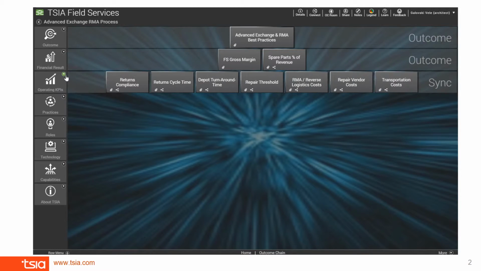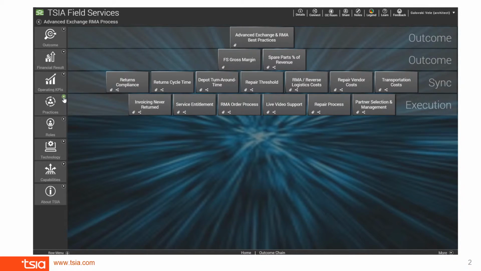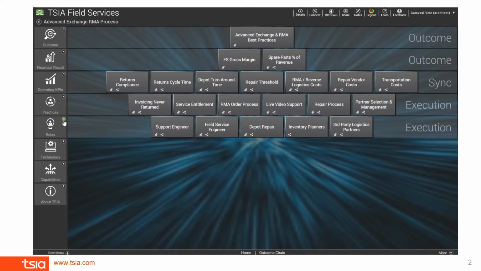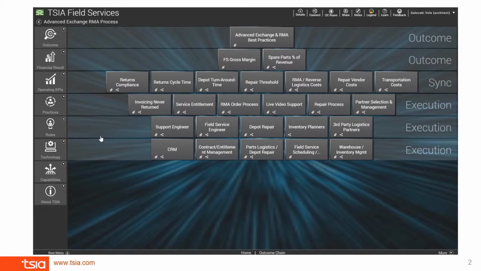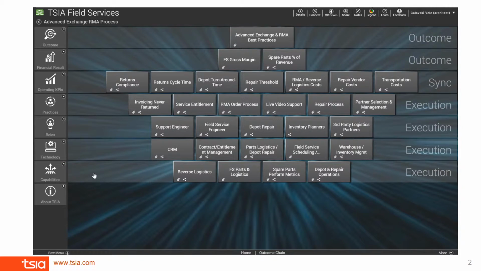The operating KPIs are key performance indicators that will predict or ensure that you achieve these financial improvements. In the next link row, we list practices that, when implemented, have been found to improve the operating KPIs. In the following two link rows, we identify the roles that are involved in implementing these practices, as well as the technology platform that will support your implementation. Lastly, we list the organizational capabilities that you will need to build into your organization in order to consistently achieve the desired results.